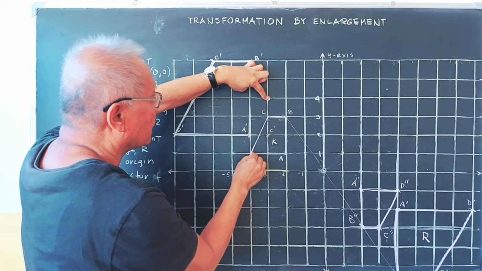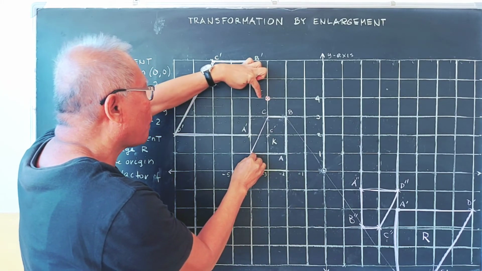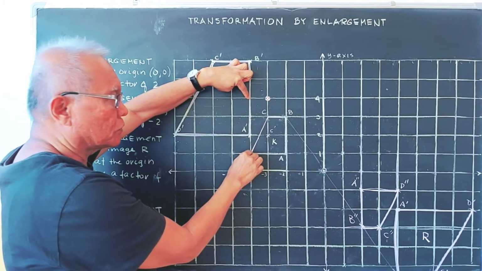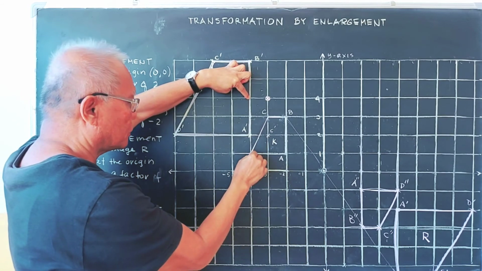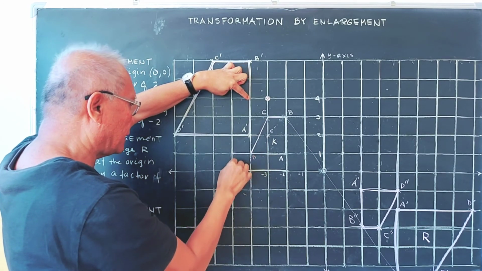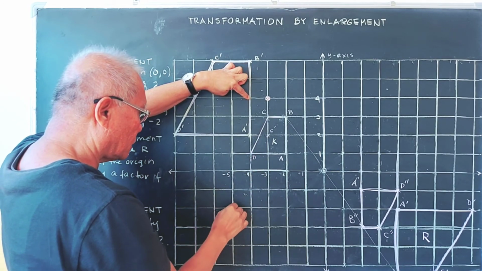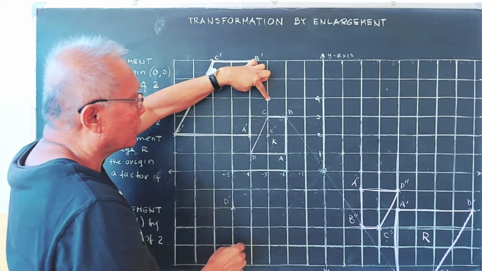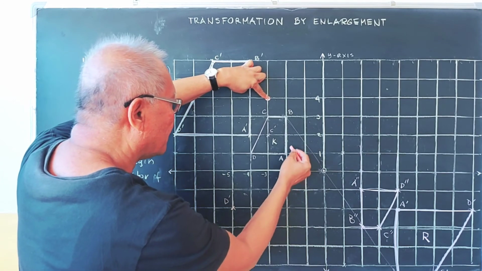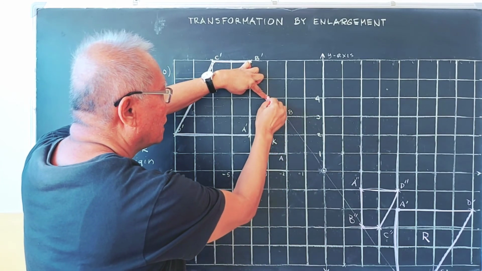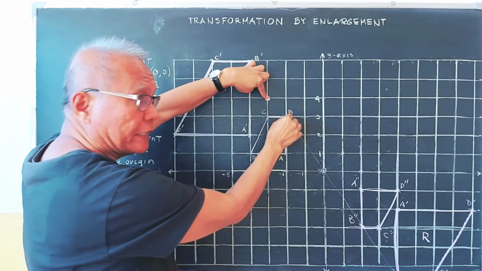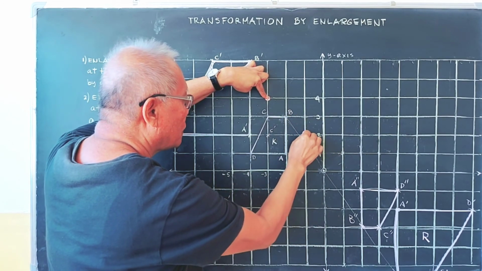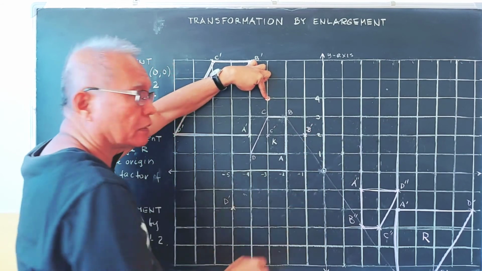Okay, let's have the D. So for the D, let's count 1 and 1, 2, 3. So 1 and 3, it's 1. And then 1 and 1, 2, 3. So the D prime will be here. And then the B. For the B, 1, 1. Therefore, it's 1, 1. So our B prime is here.